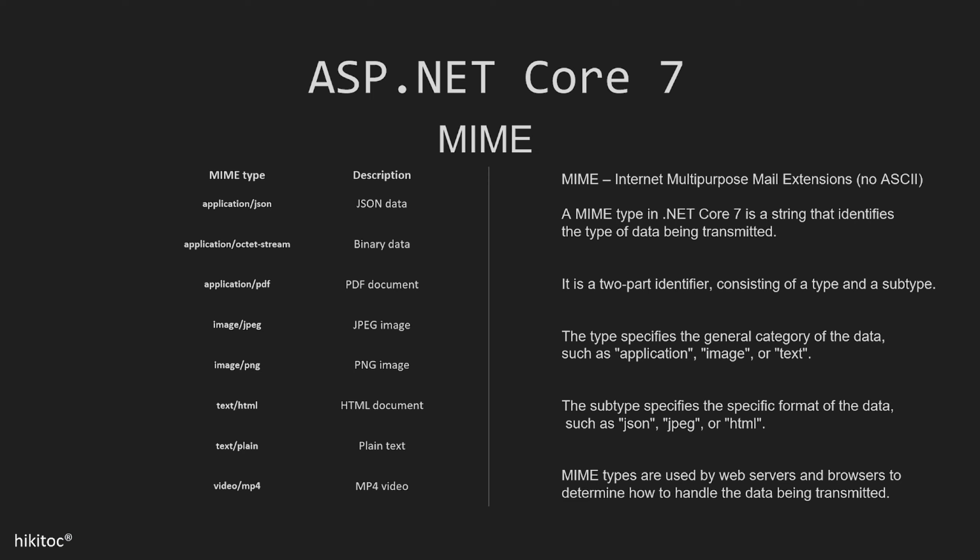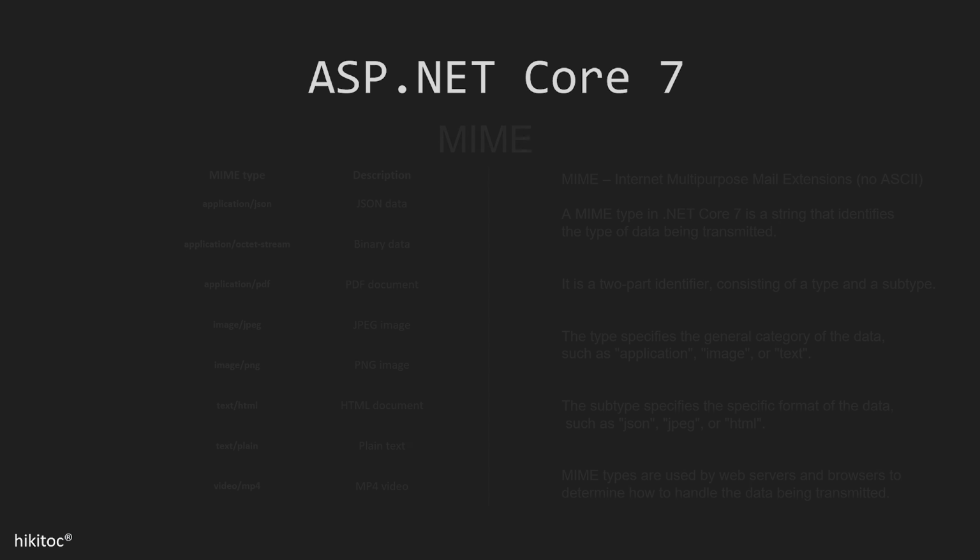A MIME type in .NET Core 7 is a string that identifies the type of data being transmitted. It's a two-part identifier consisting of a type and subtype. The type specifies the general category of the data, such as application, image, or text, and the subtype specifies the specific format of the data, such as JSON, JPEG, or HTML. MIME types are used by web servers and browsers to determine how to handle the data being transmitted.